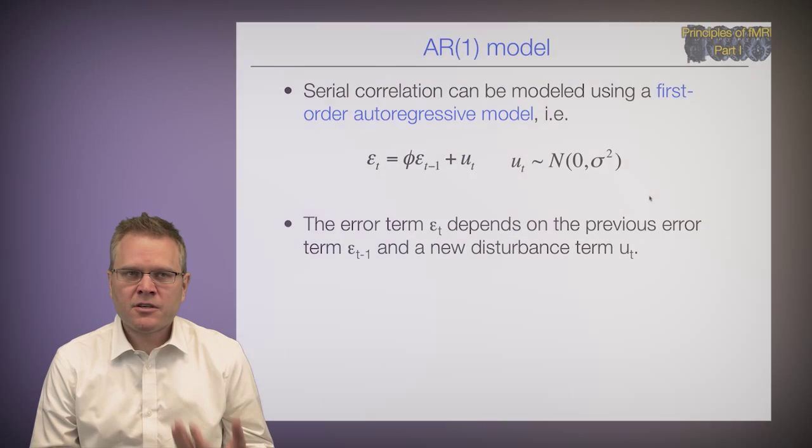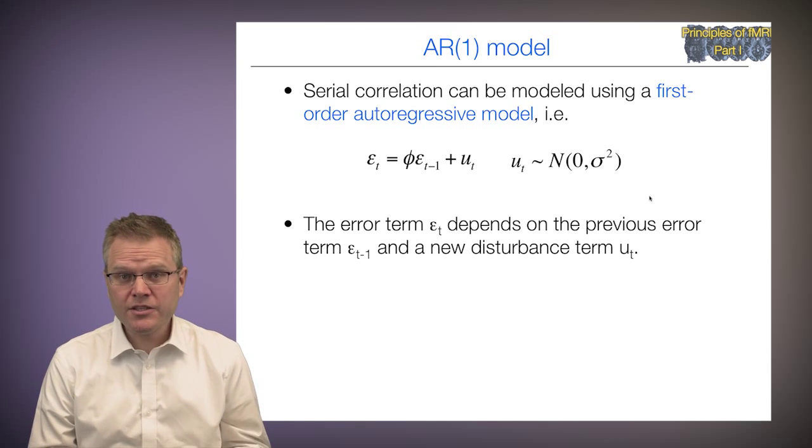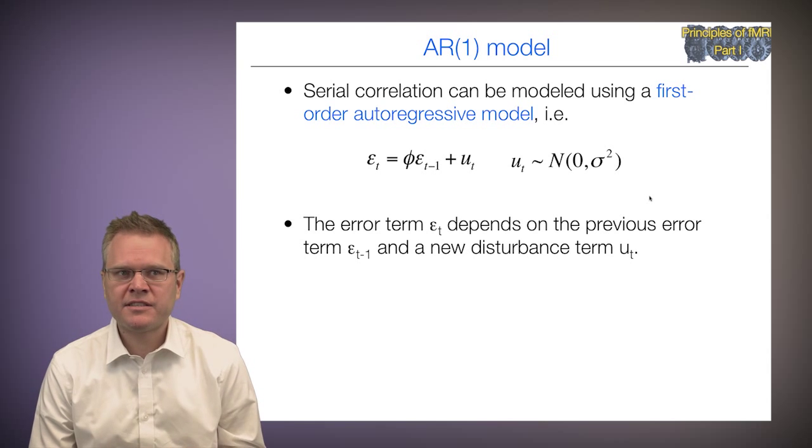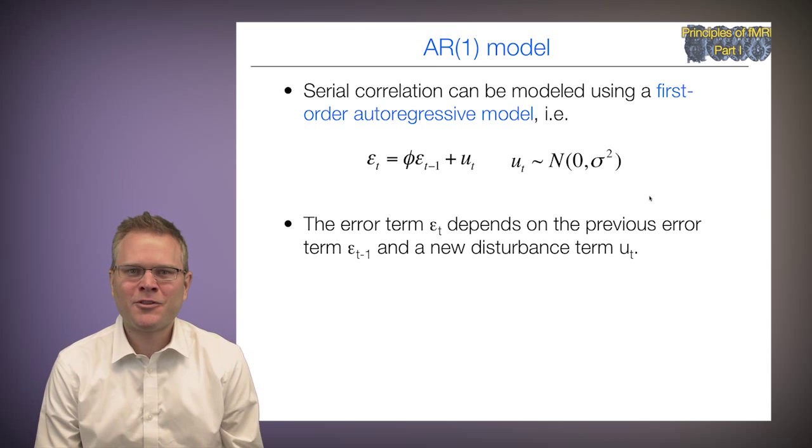So let's focus on one particular type of noise model and how it's included in the GLM analysis. We're focusing here on the AR1 model, the autoregressive model of order 1. Serial correlation is often modeled using such a first-order autoregressive model. Here we have epsilon t equal to phi times epsilon t minus 1 plus u of t, where u of t is normal with mean 0 and variance sigma squared. So the error term epsilon t depends on the previous error term epsilon t minus 1 and a new disturbance term, given by u of t. This looks like a regression model, and that's where the name autoregressive comes from.